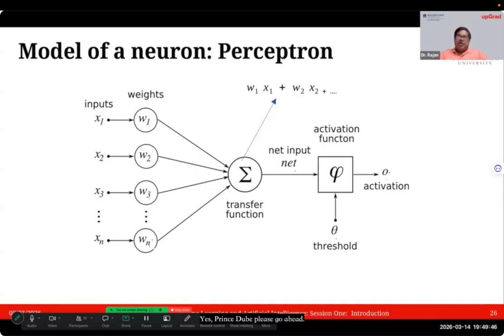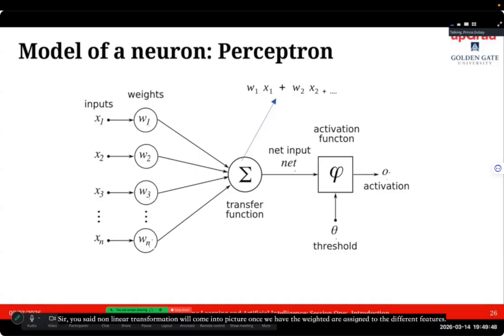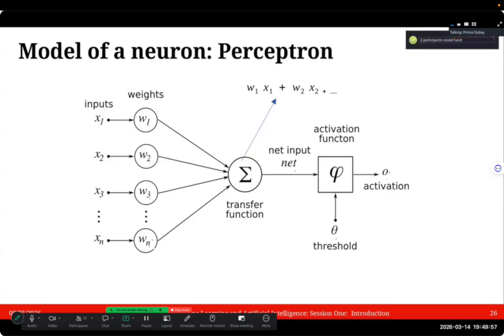Yes, Prince Dubey, please go ahead. Sir, you said non-linear transformation will come into picture once we have the weightage assigned to the different features. I want to understand that part with an example. Can you give a small example with that?